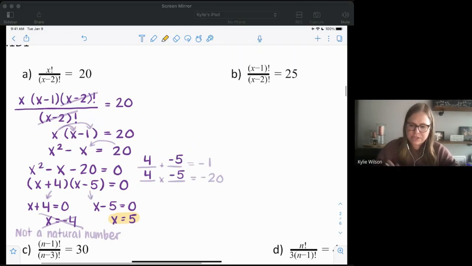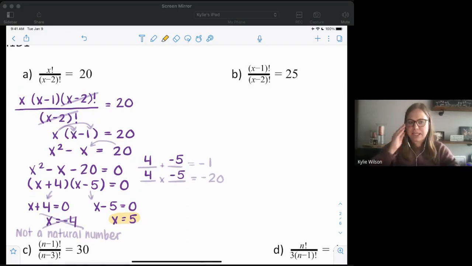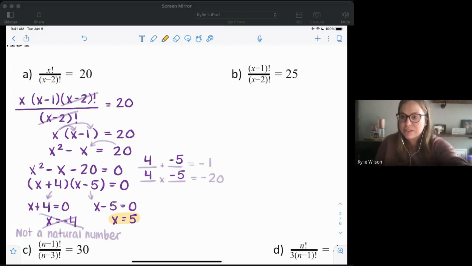Are there any questions before we move on to example B? We're going to do all 4 of these. So if anything was a little unclear, we will do more, but if you have questions in the meantime, please ask. Any questions?